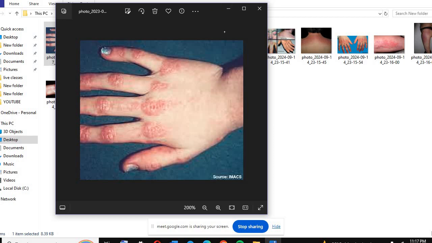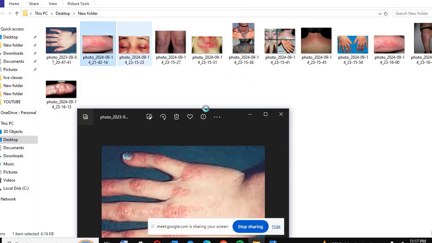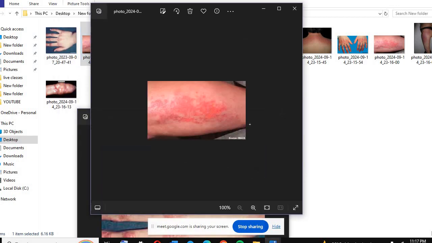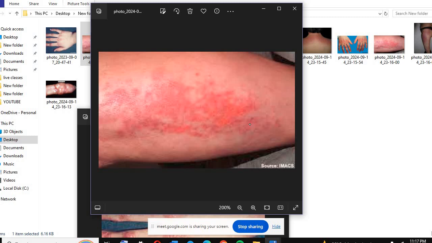Then after that, this one is the linear erythema. Basically this is present on the Gottron's papules, but sometimes this can also be present on the extensor surface. So on the extensor surface, what you are seeing here is known as the linear erythema.